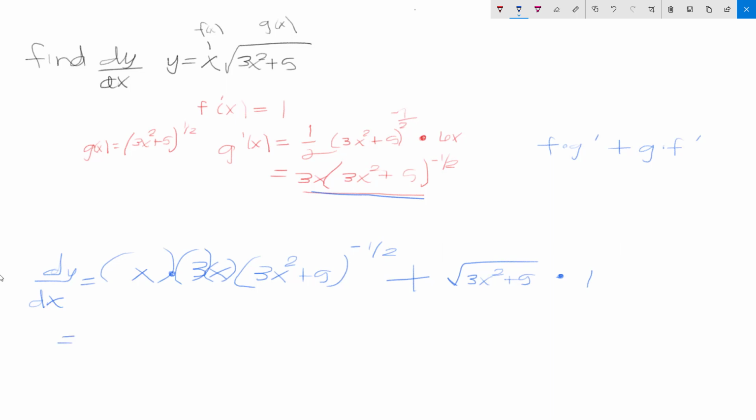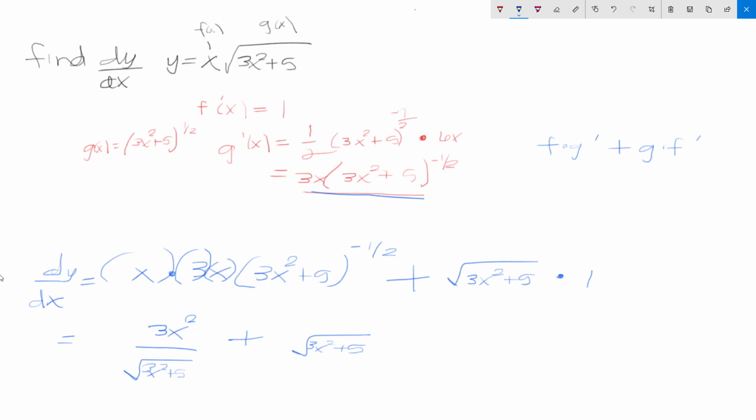Let's clean it up. I'm going to say this is 3x squared over the square root of 3x squared plus 5, plus the square root of 3x squared plus 5.